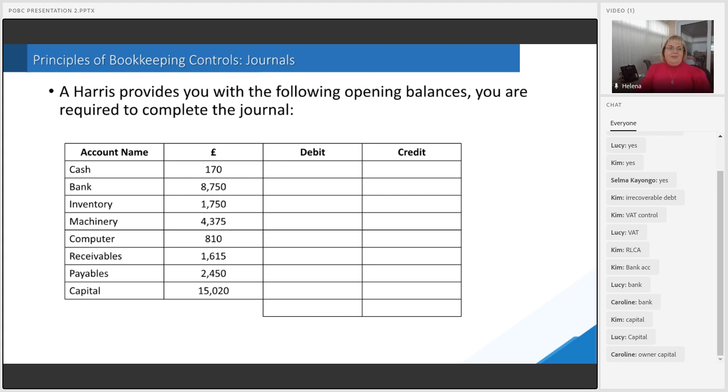So the first one, cash. £170, debit or credit, guys? Lovely, lovely. Excellent. Certainly is. It's debit. It's an asset of the business. It's something we own. Perfect. Well done. What about the bank?